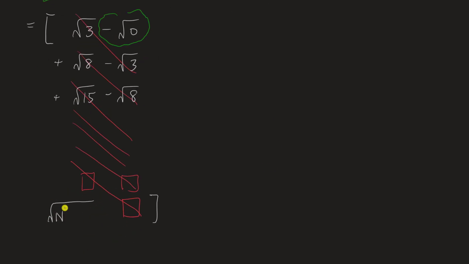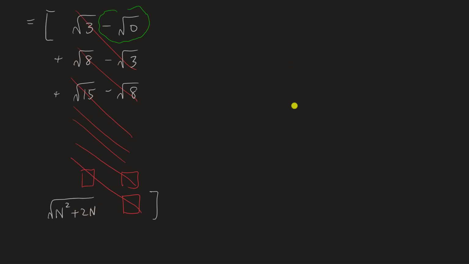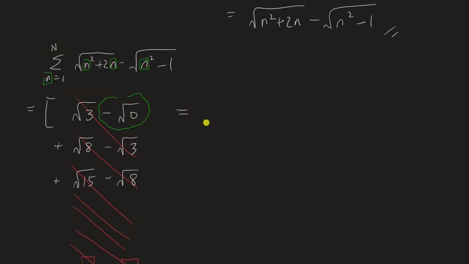Root capital N squared plus 2 capital N. Simplify, because this is just 0, you will get just N squared plus 2N. And we're done with the second part, 3 marks.